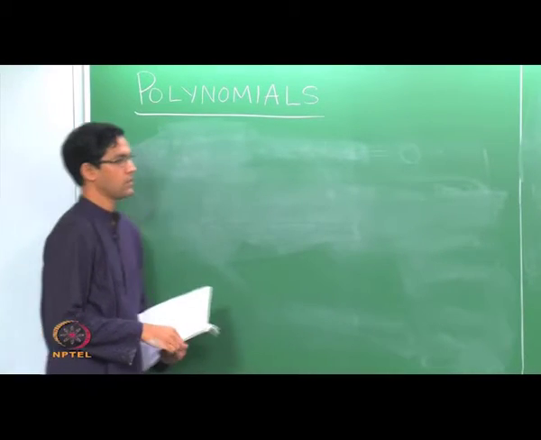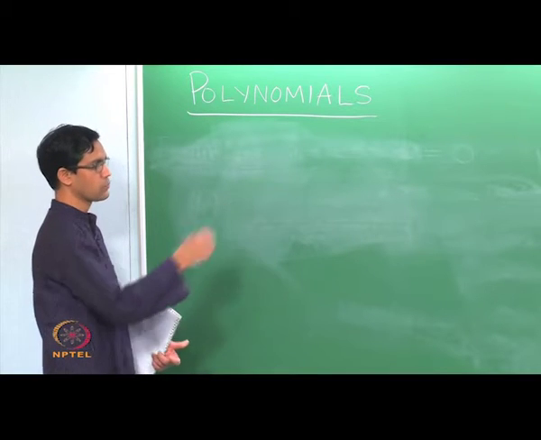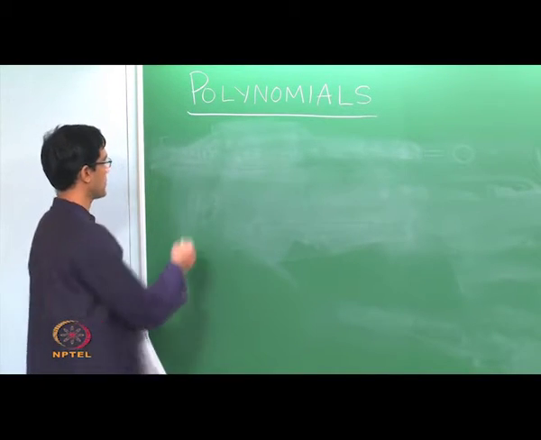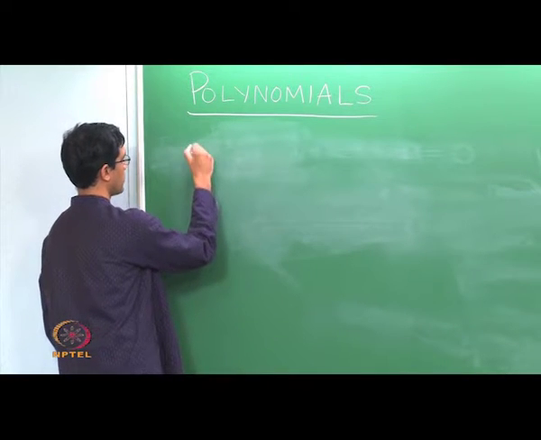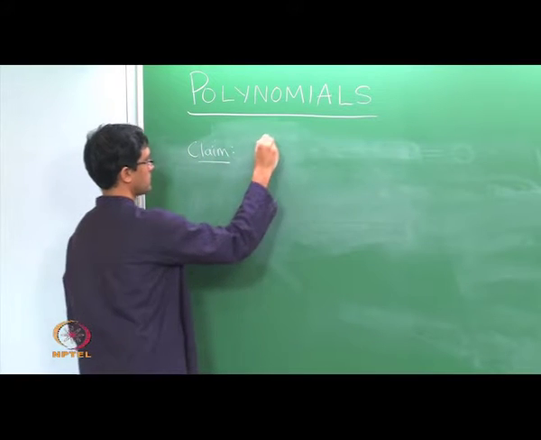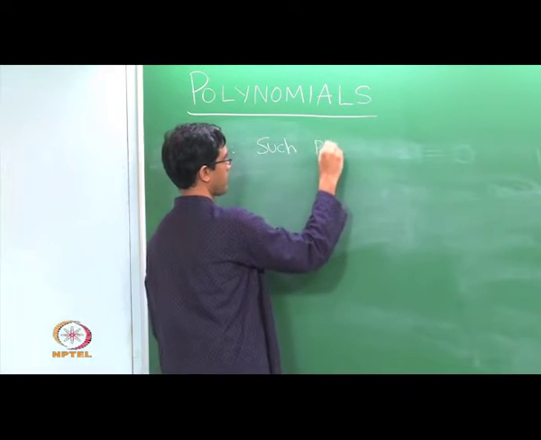Okay, so we are ready to do our first proof. Let's prove the following fact, that the quotient and remainder are really unique. So what does it mean? Here's what I want to prove. Here's a claim: such q and r are unique, such polynomials.